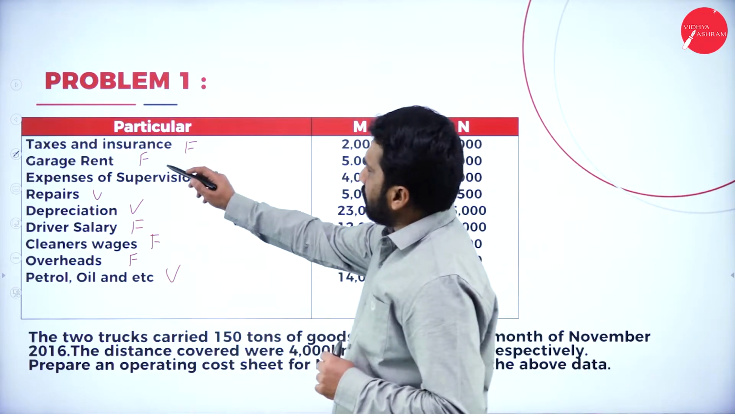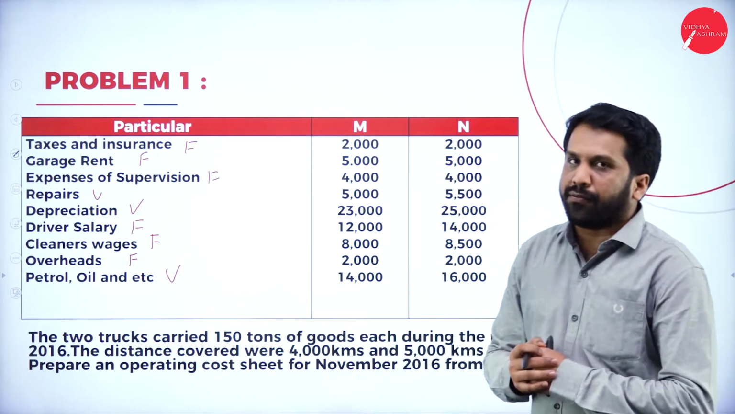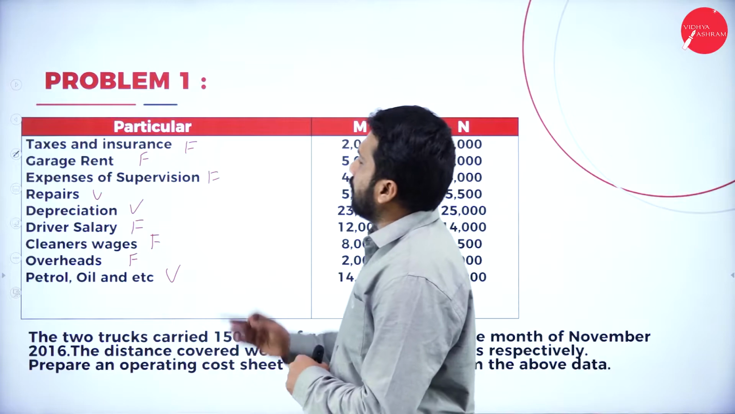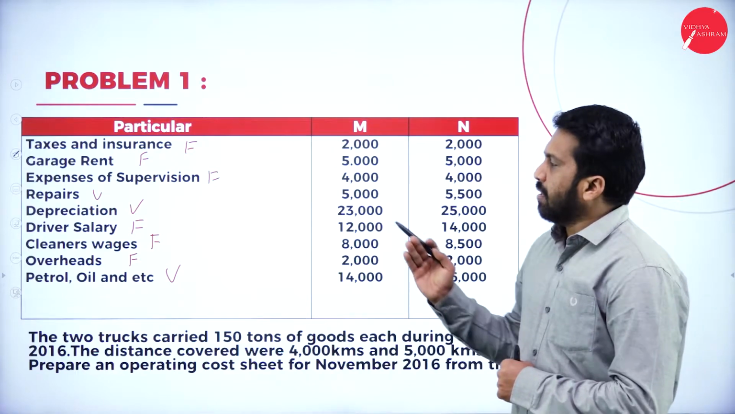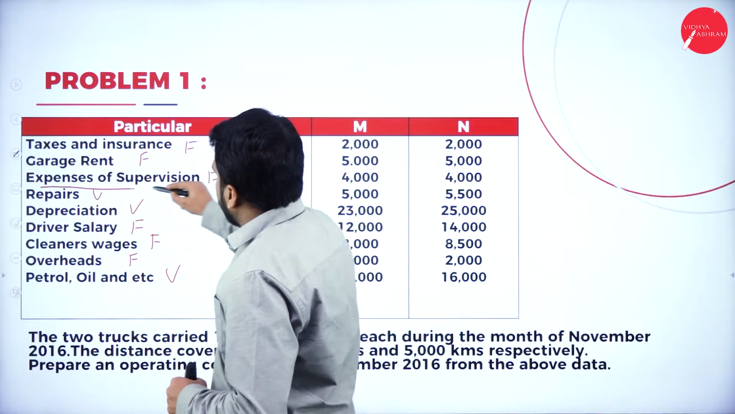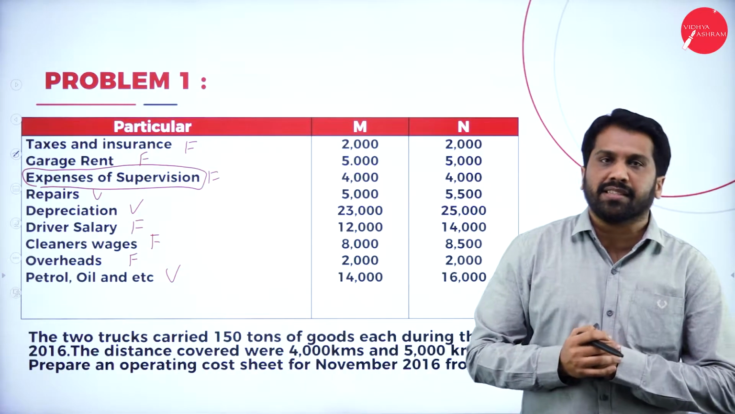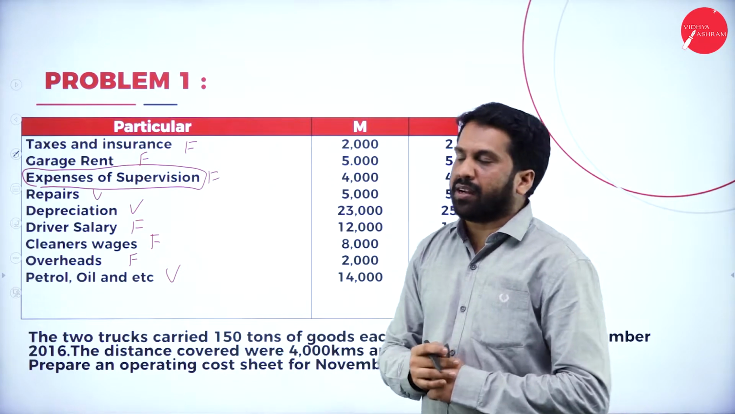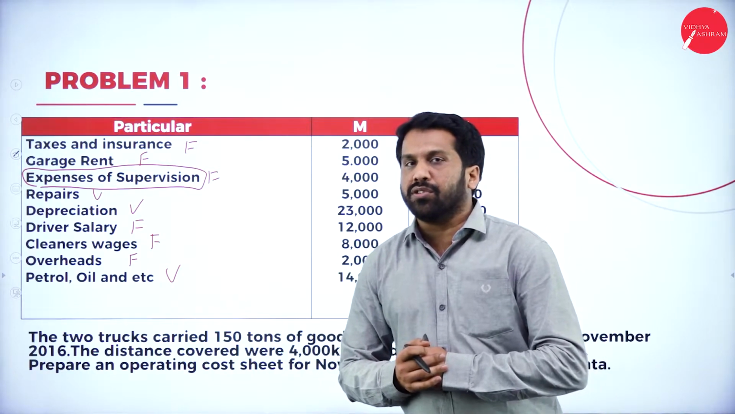Again, I'll repeat. Taxes and insurance fixed, garage rent fixed, expenses of supervision fixed, and repairs will be variable. Depreciation, variable. Driver's salary, fixed. Cleaner wages, fixed. Overhead, fixed. And petrol, oil, etc. is variable. Remember, expenses of supervision, we are assuming that it is the salary given to supervisors. That's why we consider it as fixed, or else normally it will go to variable.